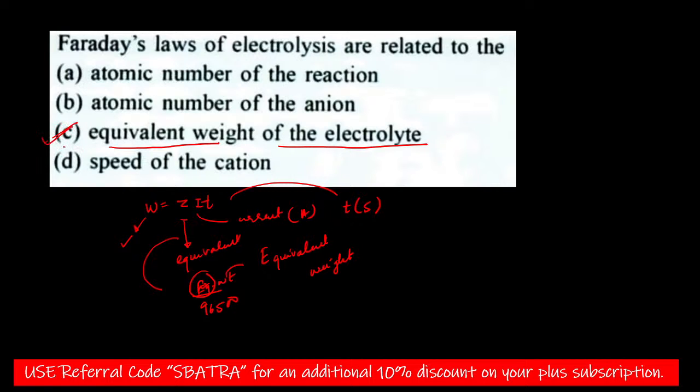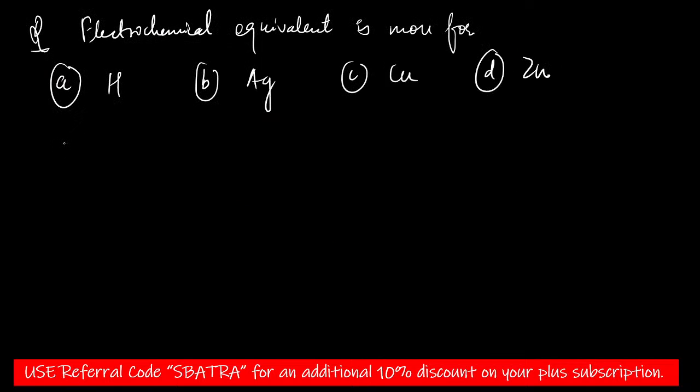Yeah, very good, all of you. Let's take the next question now. It's also related to the previous one. You just need to apply the concepts in this question. The question is: electrochemical equivalent is more for which? You have to tell the highest value. The highest value is for hydrogen, Ag, copper, or Zn. This is the question that you have to tell.